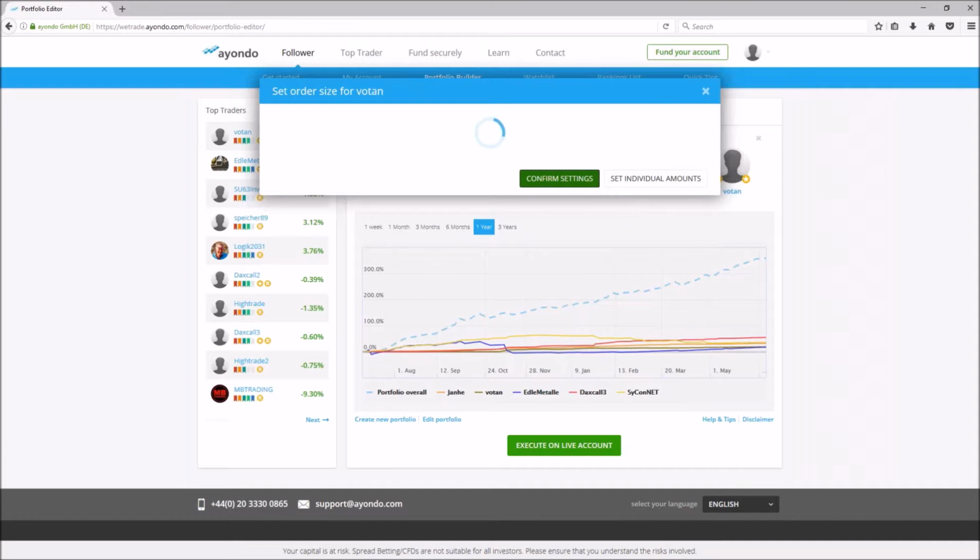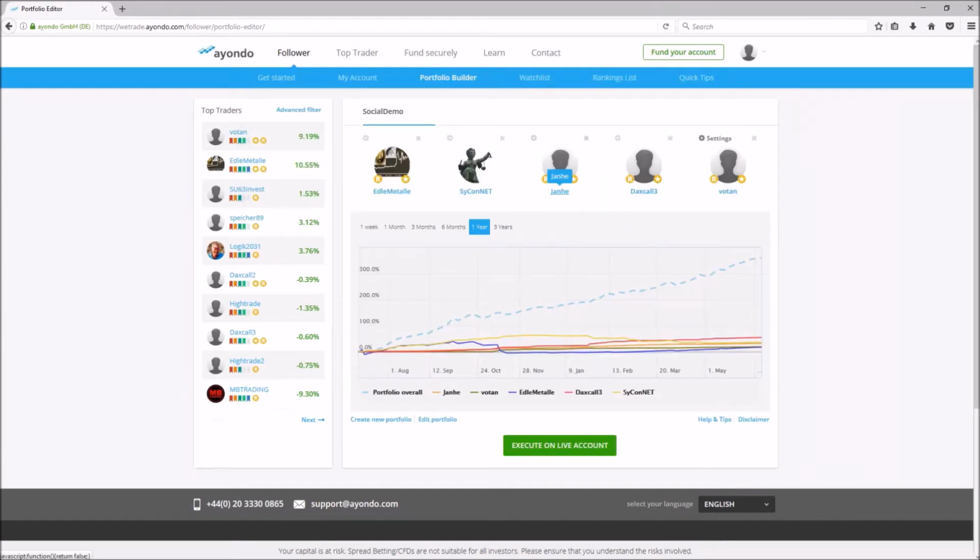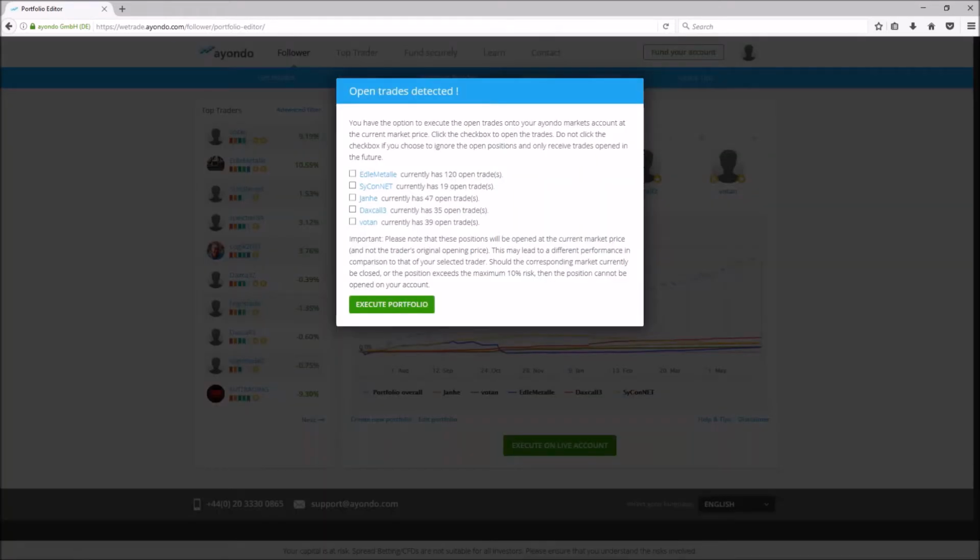It's all done. So now, all I need to do is click Execute on Live Account. And once you do this, there's another level of risk control we can put in, but let's just do that first of all. Execute on Live Account. So there's another warning screen that comes up here. Clearly, because these are active traders, they have trades that are open already. They may have opened them today, yesterday, a week ago, 2 months ago, whatever. So Edel Metal, for example, has 120 open trades. PsychonNet has 19, and so it goes on.